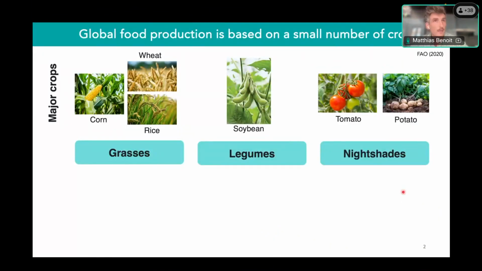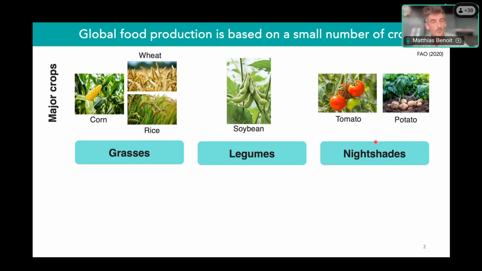As you know, modern agriculture relies on a small number of major crops coming from three main plant families. The main crops come from the grasses: wheat, rice, and corn. For the legumes, we have soybean, and potato and tomato are two of the major crops from the nightshades group. Of course, the combined threat of climate change and an expanding worldwide population requires a way to strengthen and diversify our food production.